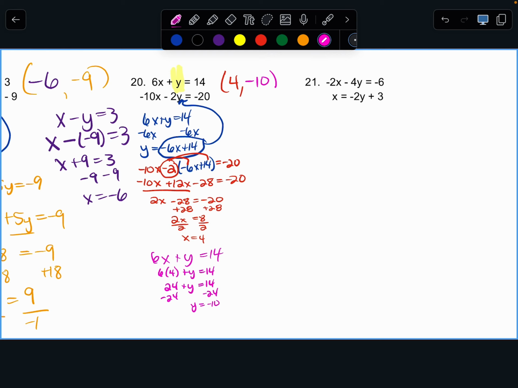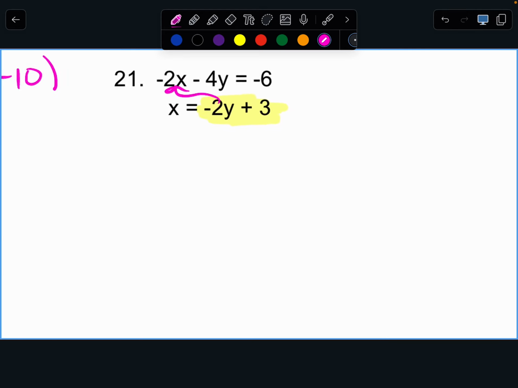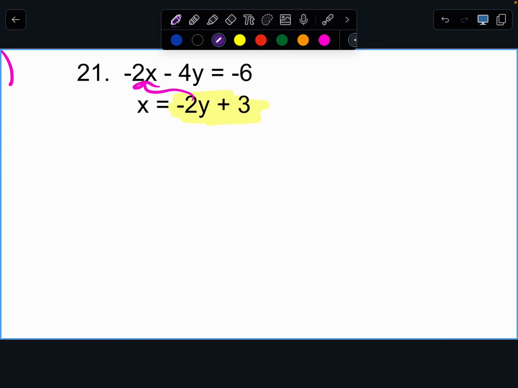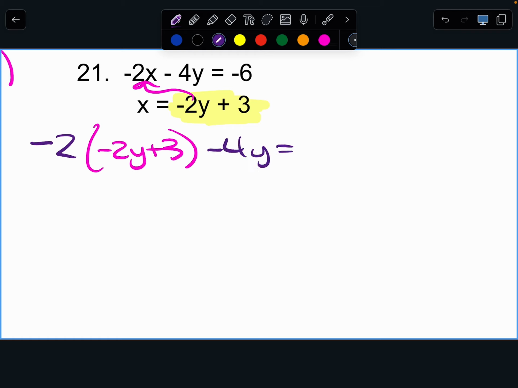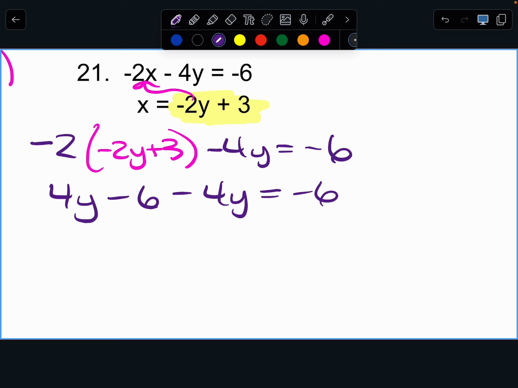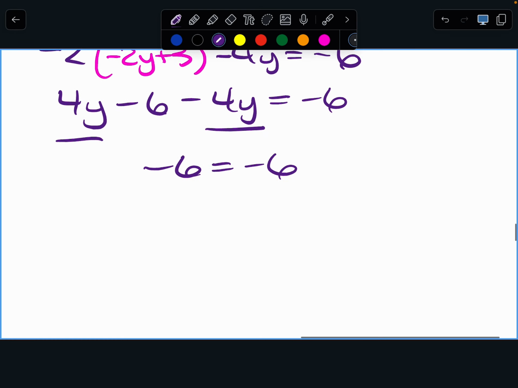This next one, I'm going to take what x equals, and I'm going to plug it in for the x. So I have negative 2. I'm going to replace the x with negative 2y plus 3 minus 4y equals negative 6. I get 4y minus 6 minus 4y equals negative 6. Those two cancel out. I get negative 6 equals negative 6.